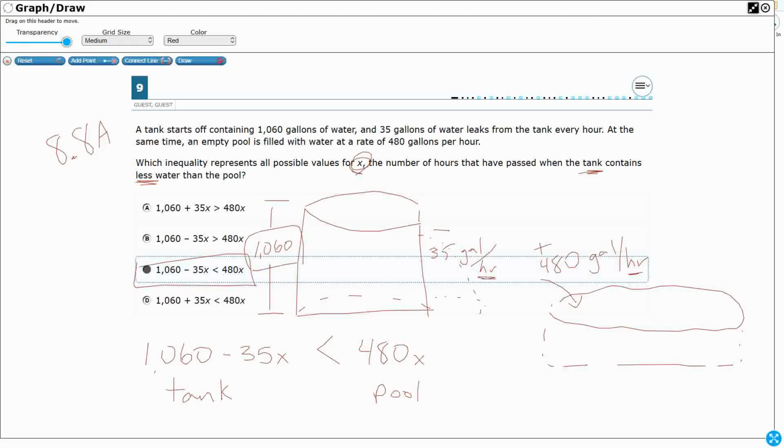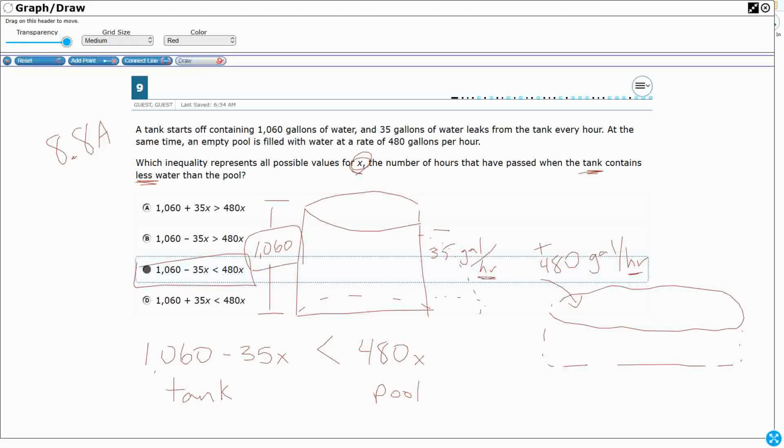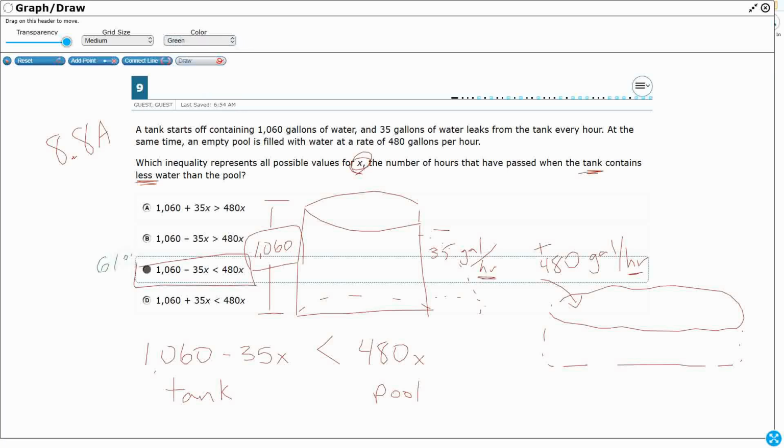So if we can take the words and put them straight into an inequality, we should be good to go. We did fairly well on this one. So remember, our threshold is 60%. We got 61% of our students to get that correct. So we should feel pretty good about that.